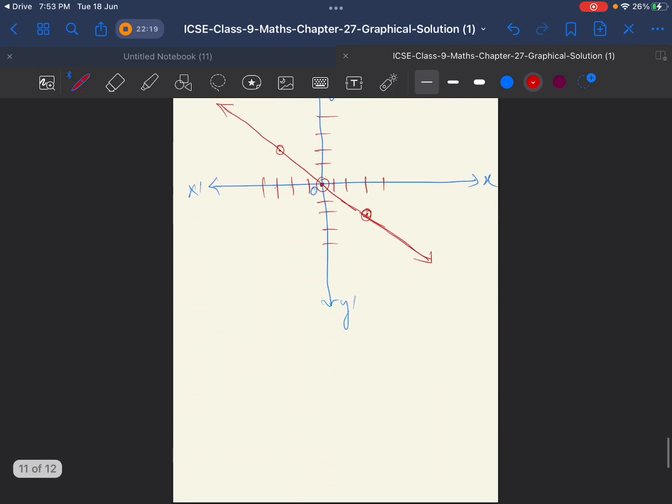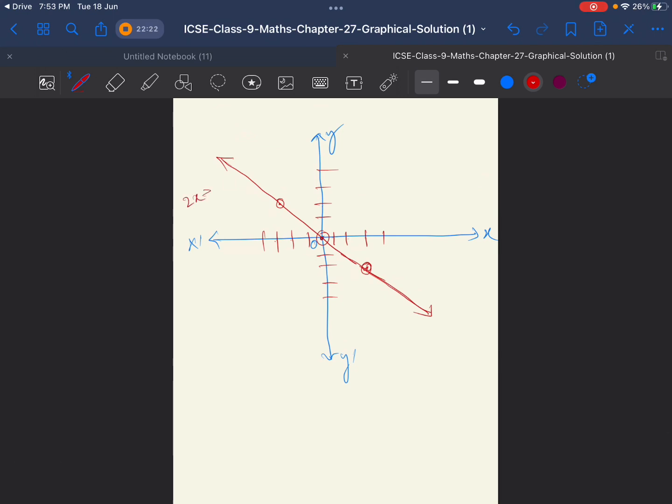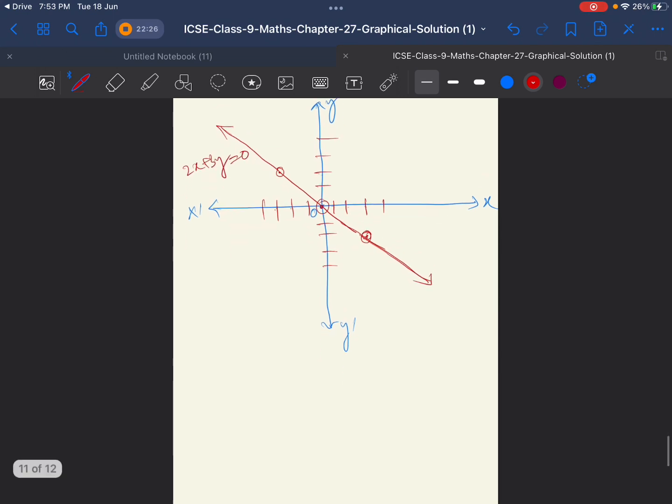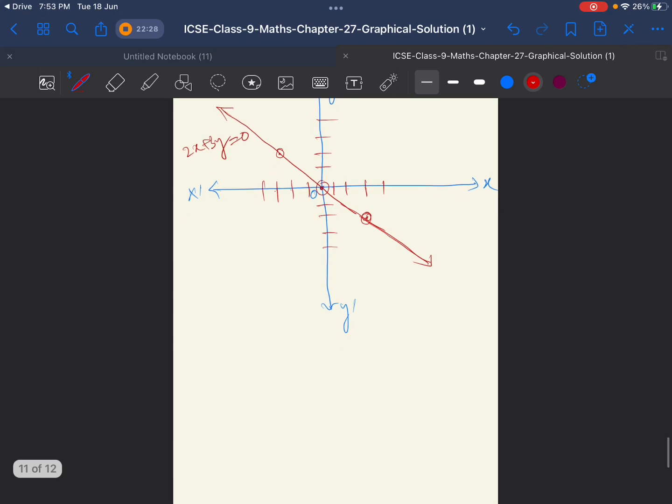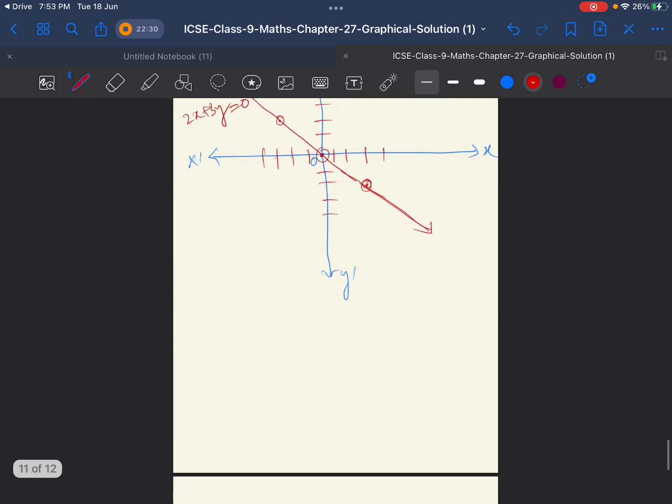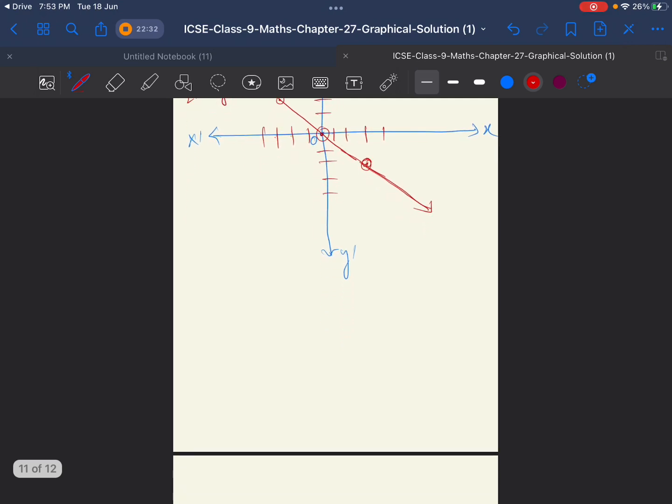Okay, so this straight line is 2x + 3y = 0. Okay, question number 6.